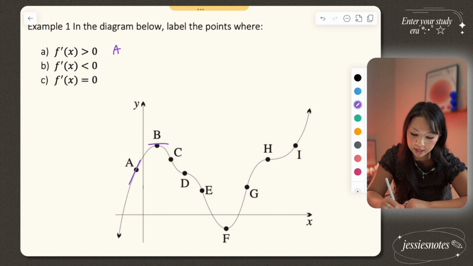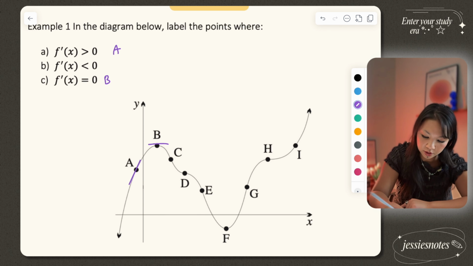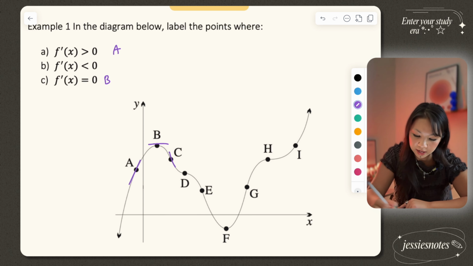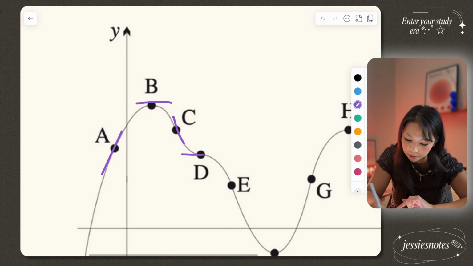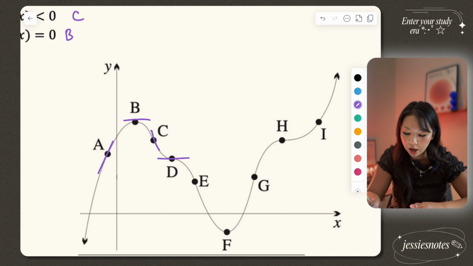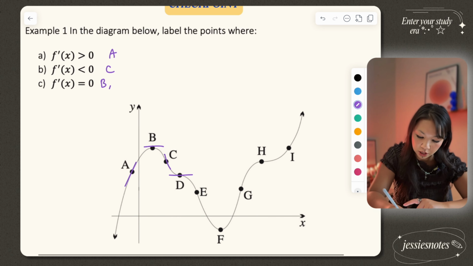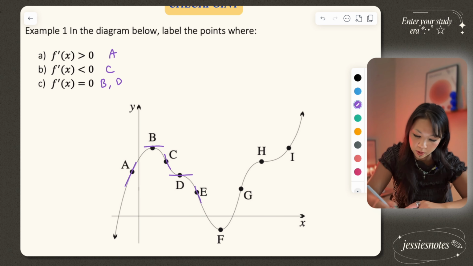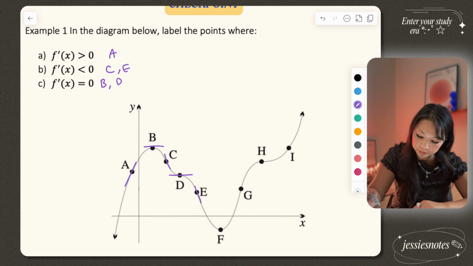B is going to be a 0 gradient, so that's going to go to C. C is going to be a negative gradient, that goes to B. D, now if you look here, that's actually going to be a horizontal point of inflection, so that's going to be another stationary point. E is going to be negative once again.